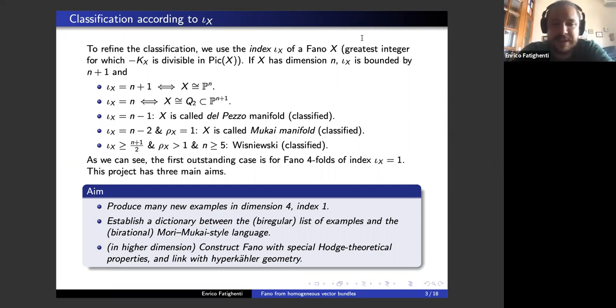The first one is to produce many new examples, or maybe as many as possible, in dimension 4 or index 1. The second, which I find very nice and intriguing, is to establish a dictionary between a biregular list of examples that you're able to produce and the birational Mori-Mukai style language. More on that later. And finally, kind of an offspring of this project, to construct Fano varieties in very high dimension with special Hodge theoretical properties, and link with the hyperkähler geometry, which is another story we're going to talk about later.